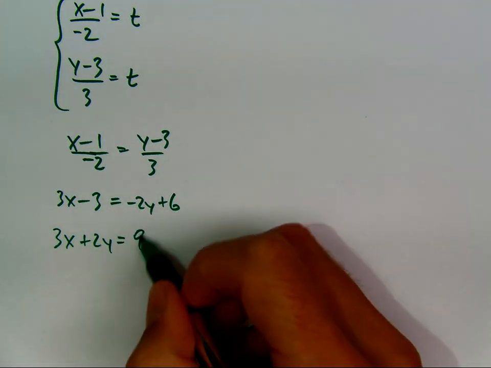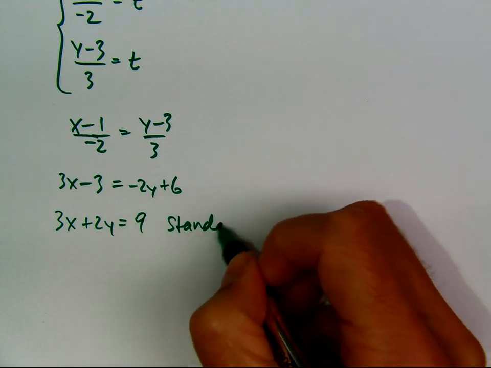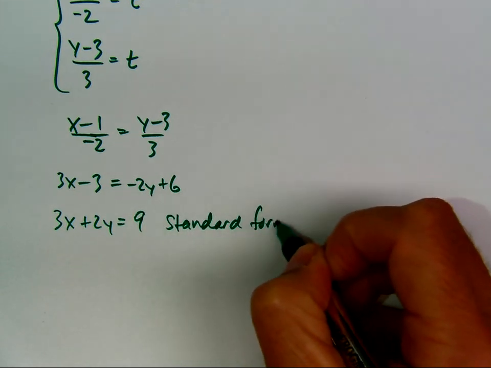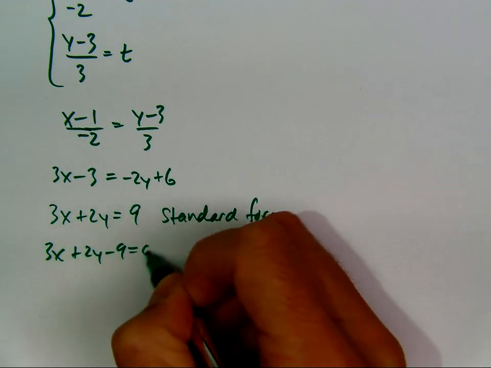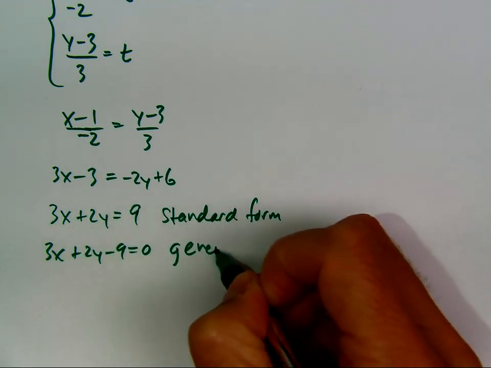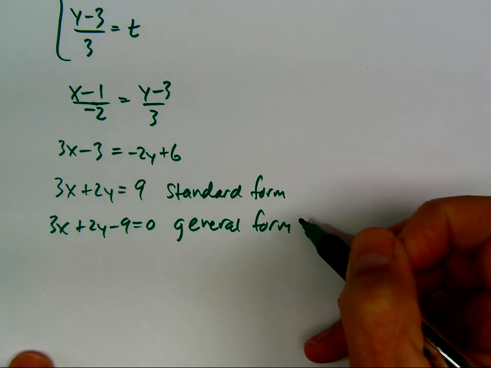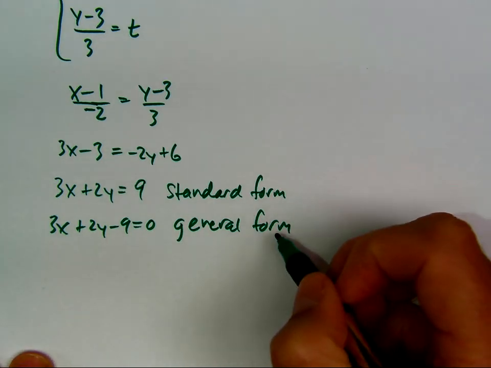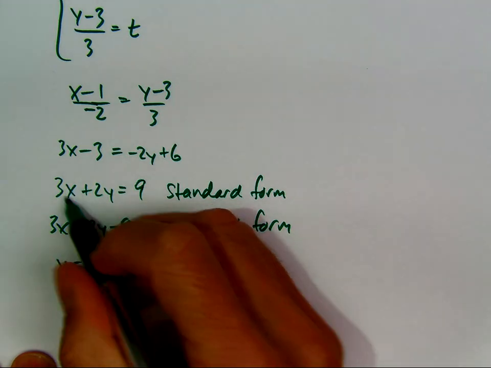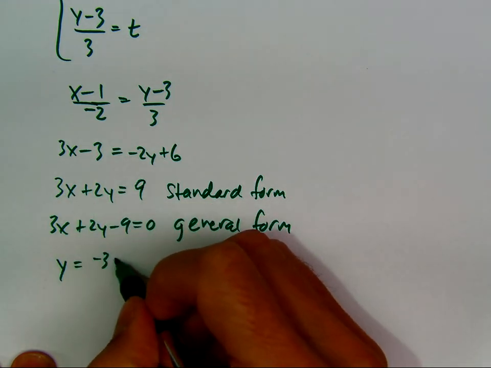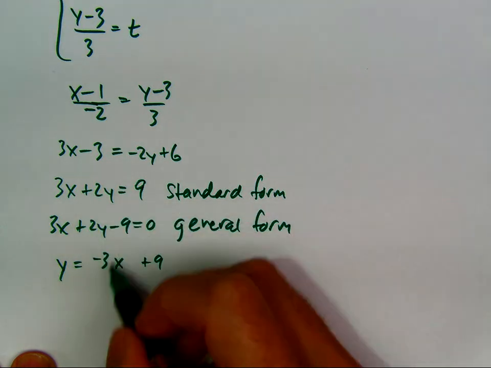This is standard form. That's general form. These are all the different forms of a Cartesian form. We could also put it in slope-intercept form. So we're going to subtract 3x, and then we're going to divide by 2.